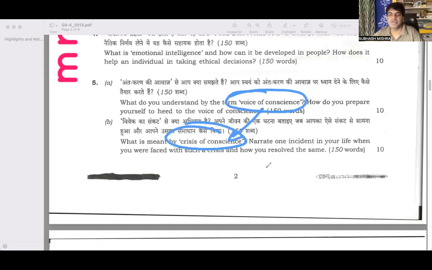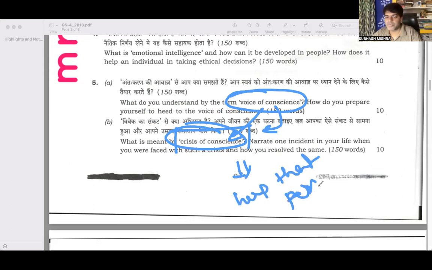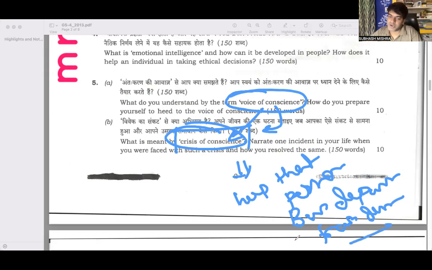Voice of conscience versus crisis of conscience. What is the difference? What is crisis of conscience? Your voice of conscience is telling you, look, help that person, help that old man. Your conscience is hammering you. But your bus departs, your train departs. You have some very urgent work. You have to break some rule to get somewhere. So that is crisis of conscience. Your voice of conscience is there, but you have to break it. So that is crisis of conscience.